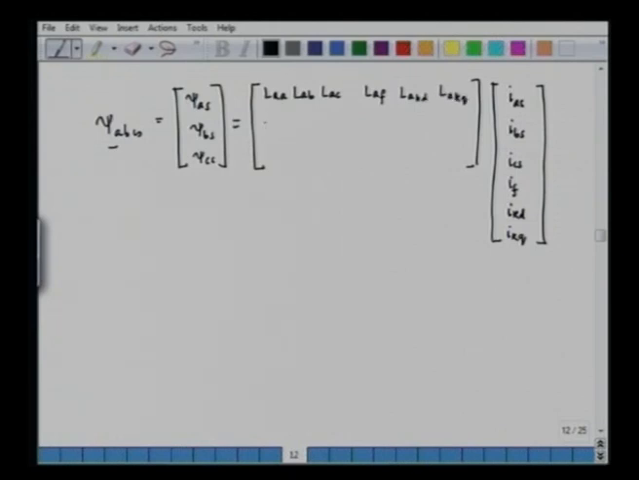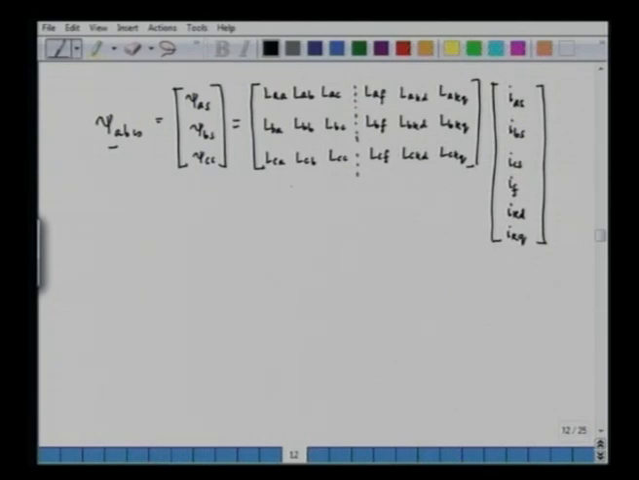Write down the other rows also: LBA, LBB, LBC, LBF, LBKD, LBKQ, and LCA, LCB, LCC, LCF, LCKD, LCKQ. Now, this inductance matrix is multiplied with the current vector to give us the flux linkage. So, we can divide this inductance matrix into two parts.